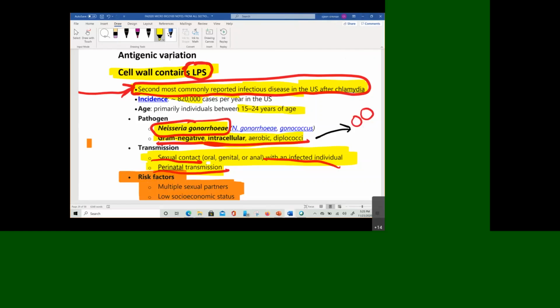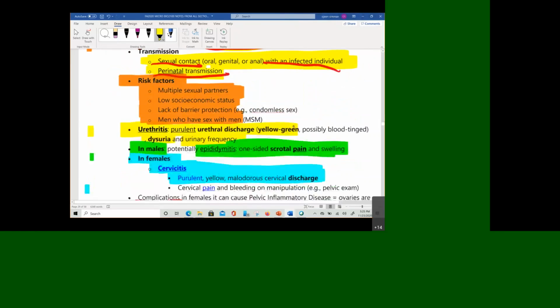Risk factors for acquiring gonorrhea. Number one risk factor is multiple sexual partners. Number two is low socioeconomic status. Three, lack of using protective barriers like condoms. And four, men who have sex with men. So four important risk factors ordered from most important to the least.